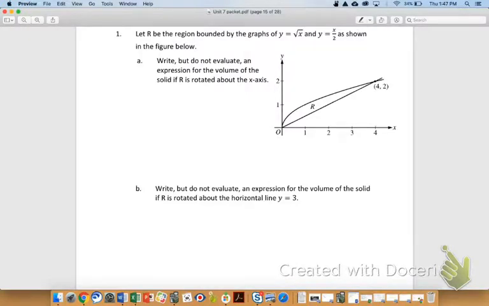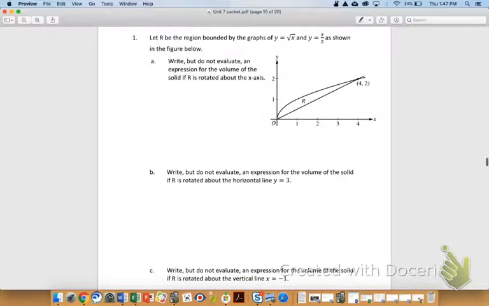So for letter B, it says, what would happen to the volume if instead of rotating around the x-axis, we rotated around the line y equals 3? That, of course, is up here.